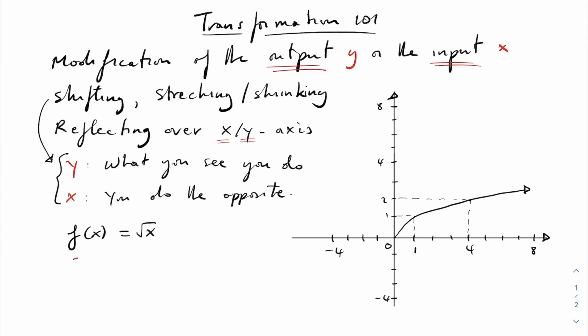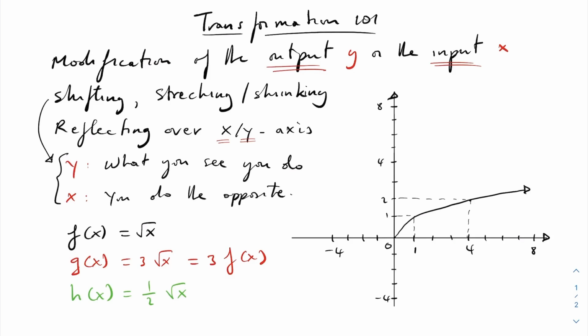Next, let's consider this new function, g of x equals 3 times the square root of x, and h of x equals 1/2 times the square root of x. Here we're going to look at stretching and shrinking of the output. And so whatever you see is whatever you do. Since our graph g of x is equal to 3 times the original graph, all we have to do here is multiply our output y by 3.